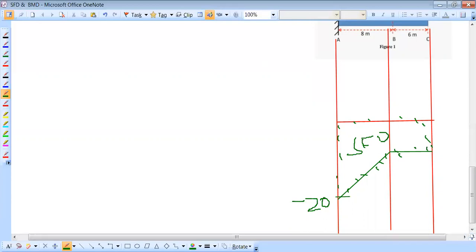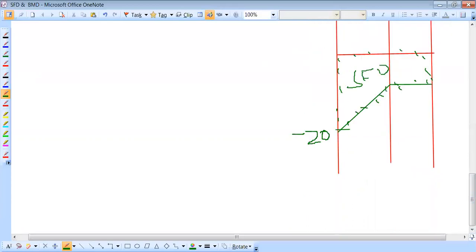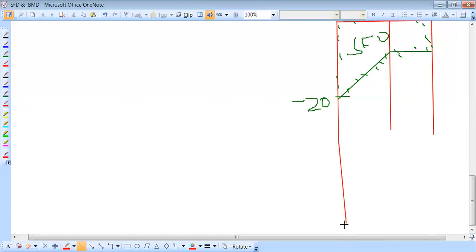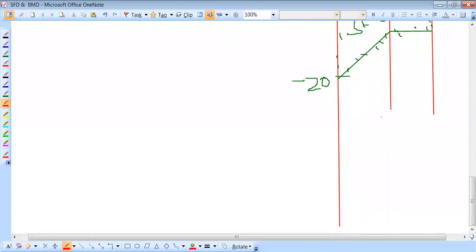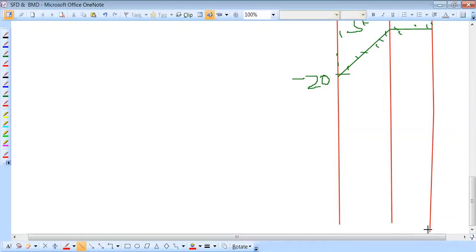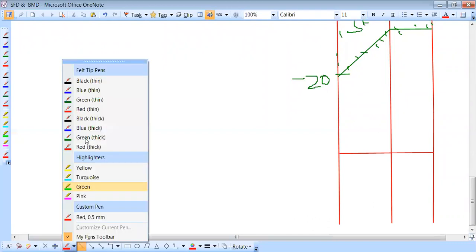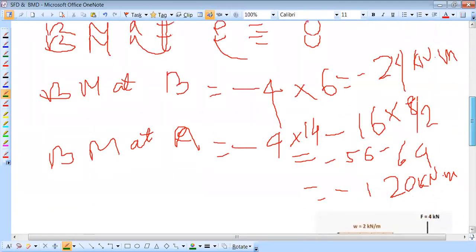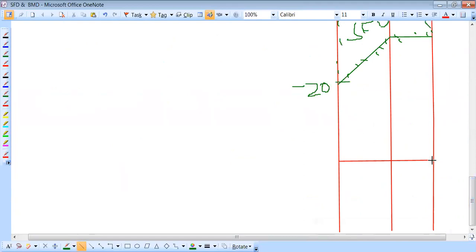After that, you draw the BMD. So how can I draw the BMD? Again we take a straight line here. Then from point B, again I take a line, and take a straight line from the reference line. Then draw the BM diagram. Here you can see that the BM at C is equal to 0 and BM at B is equal to -24.